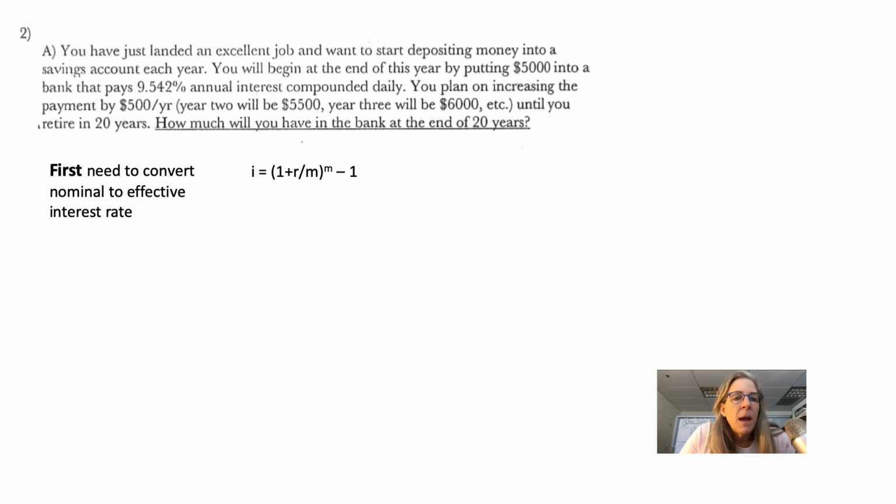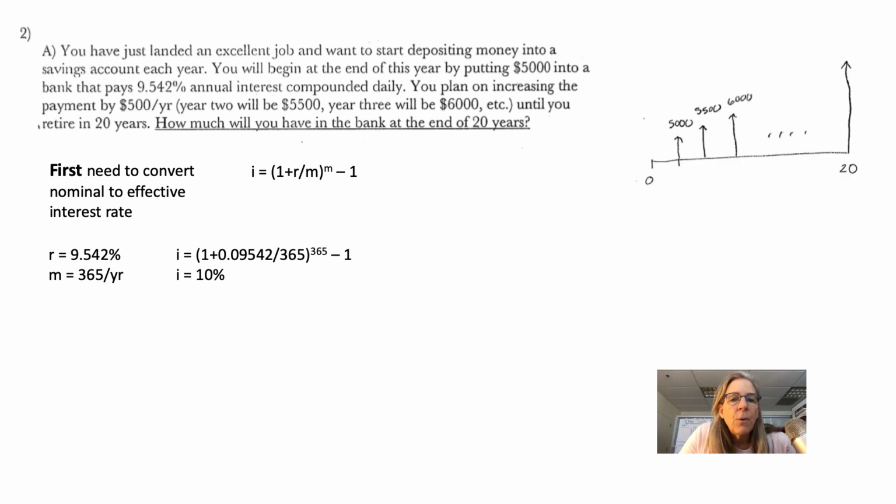And we'll use the equation because this is a yearly rate. We're going to use the equation i is equal to (1 plus r over m) to the m, minus 1. The values are: r, which is the nominal interest rate, is 9.542%. m, which is the compounding time periods per year, is 365 because of the word daily. It lets you know it's 365. So we plug this in and we get an equation that gives us a 10% interest rate.